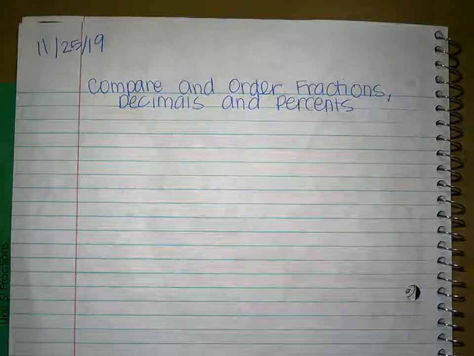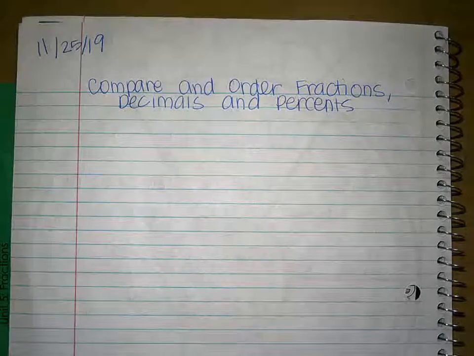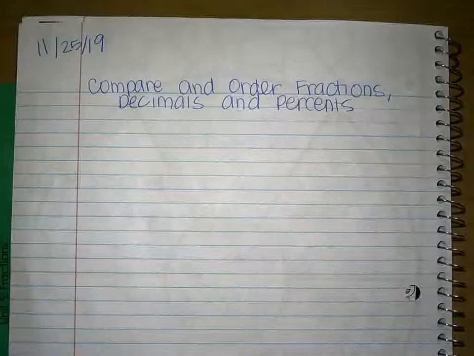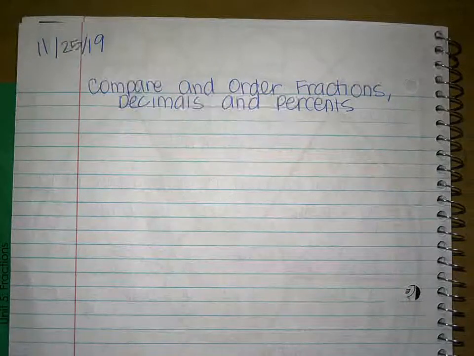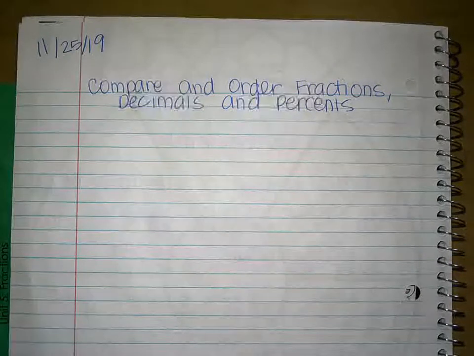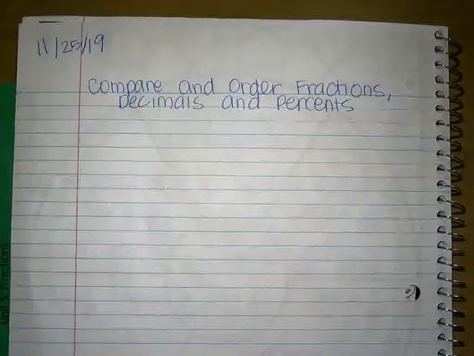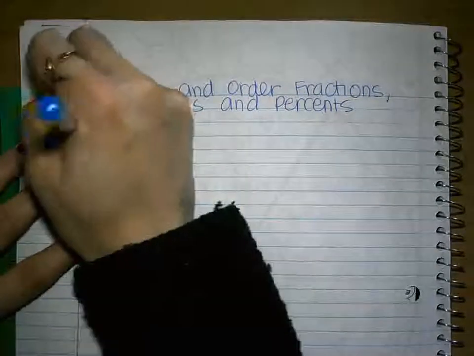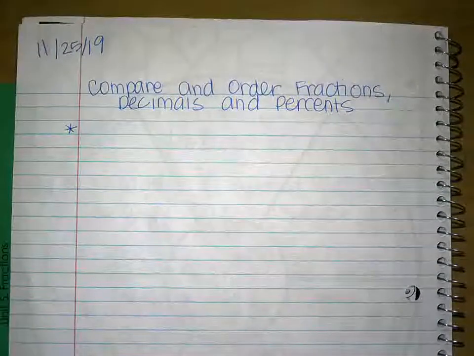So in order to compare and order fractions, decimals, and percents, my one and only rule is they have to be in the same form. Meaning they have to all be fractions, all decimals, or all percentages. In order to do any of this, they have to be in that same form. So let's write that down.